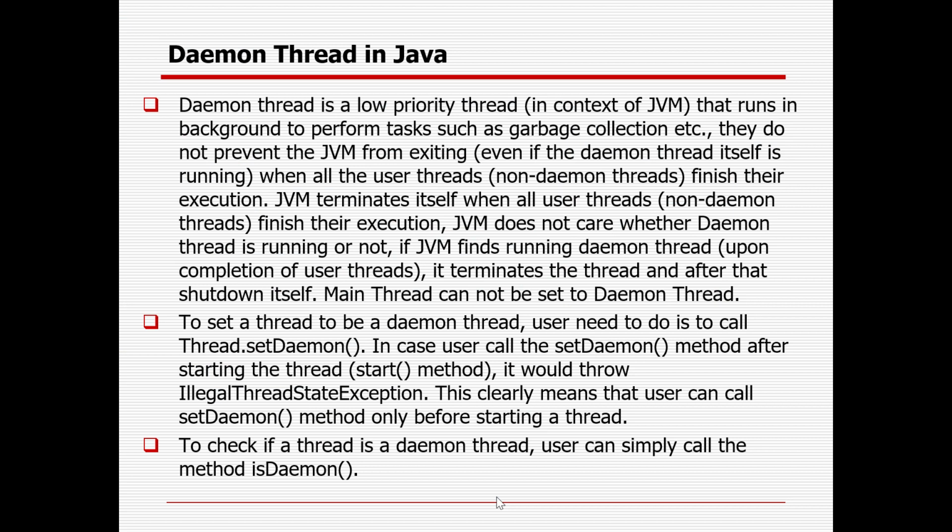The main thread cannot be set as a daemon thread. And in case you want to set anything as a daemon thread, there should be a minimum of two threads. Otherwise, it will throw the error. To check whether a thread is a daemon or not, you need to call isDaemon, and to set anything you need to call setDaemon.